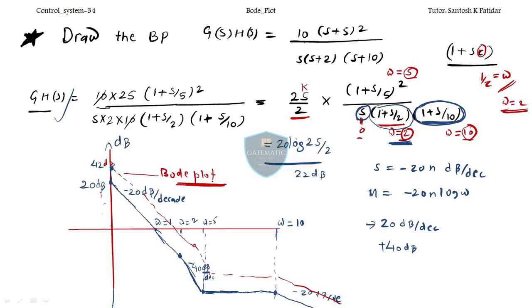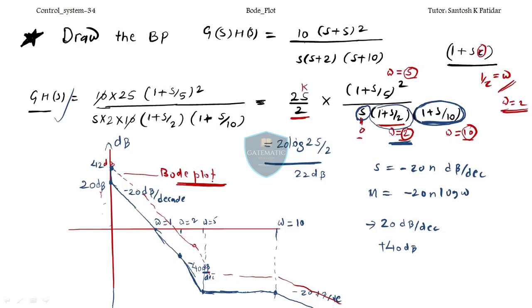Now let's come to the next one. If you are getting n finite poles, the slope will be the same as in the case of n poles at the origin. So in the case of poles, you will always get minus 20 dB per decade for a single pole. If 2 poles, minus 40, 3 poles, minus 60, 4 poles, minus 80 and so on. Is it clear to you?